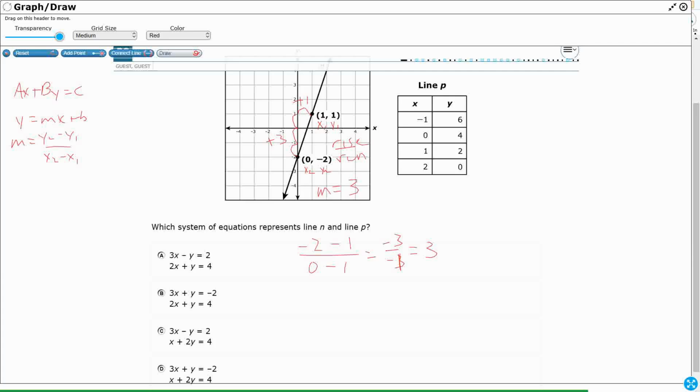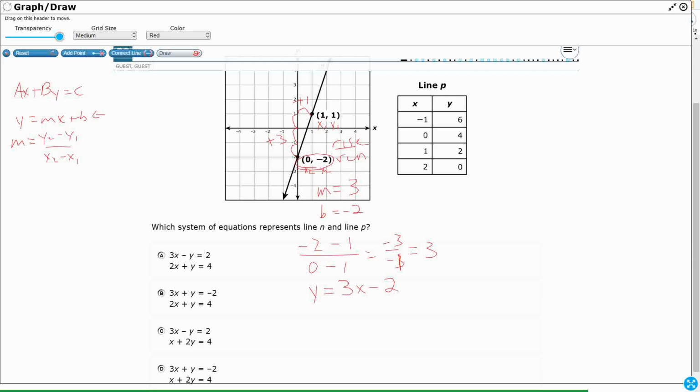Now, if I needed to, I could plug in one of these points into y equals mx plus b and solve for b, but I know that my b is my y-intercept, and they give it to me. It's right there. My y-intercept is what happens when x is 0. Where does it cross? It crosses at negative 2. So my b equals negative 2. So this first one is going to be y equals, my m is 3, x, plus negative 2, or I can just do minus 2.